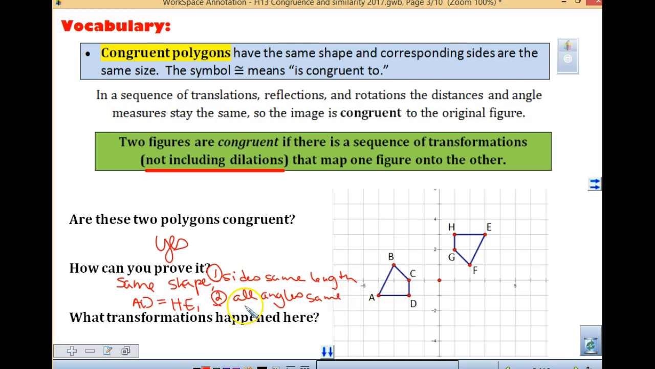And when I talk about them being the same measure, what I really mean is angle D has to be equal, and I usually use this M for measure. Measure of angle D has to equal the measure of angle H. And then we'd say what? That measure of angle B is going to be the same as which one? Measure of angle F. Okay?